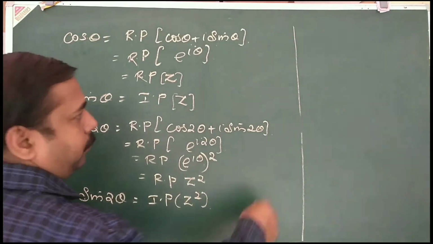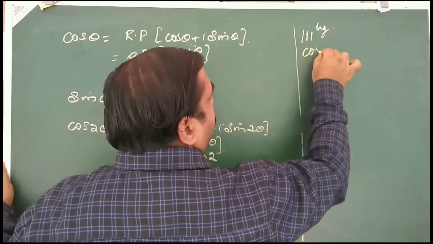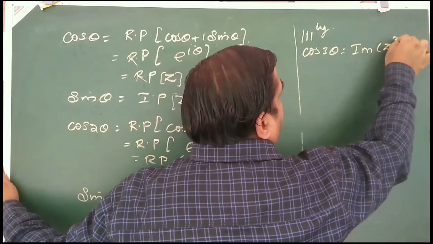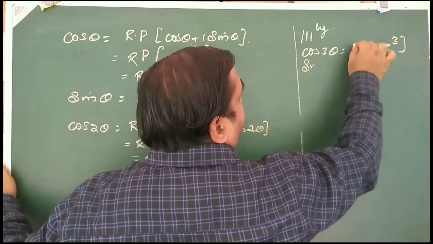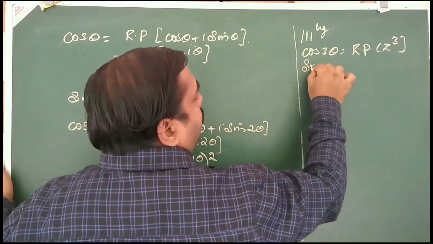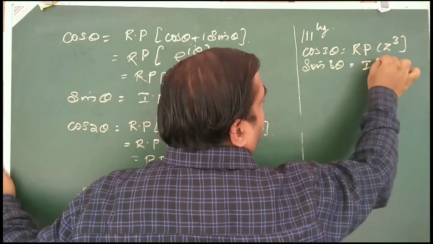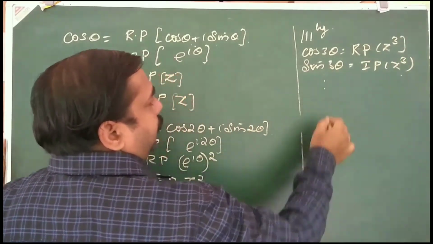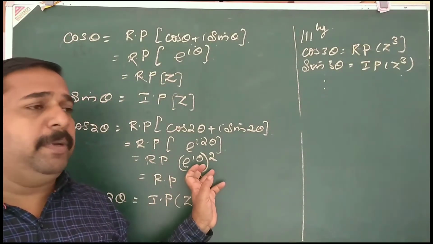Similarly, cos 3 theta is equal to the real part of z cube, and sin 3 theta is equal to the imaginary part of z cube, and so on. So these are the steps we have to apply for the upcoming problems.